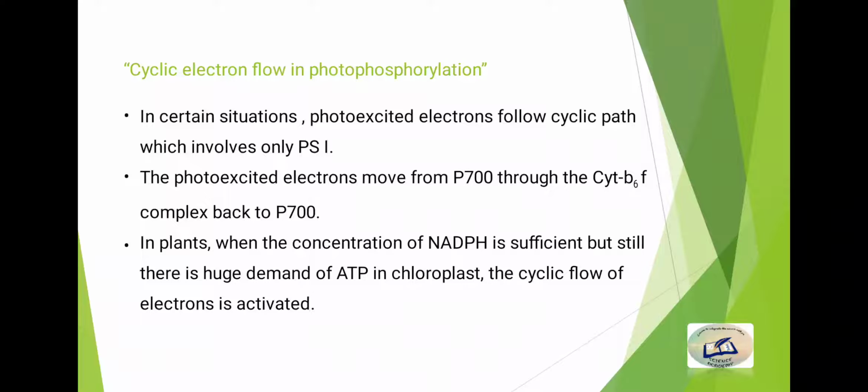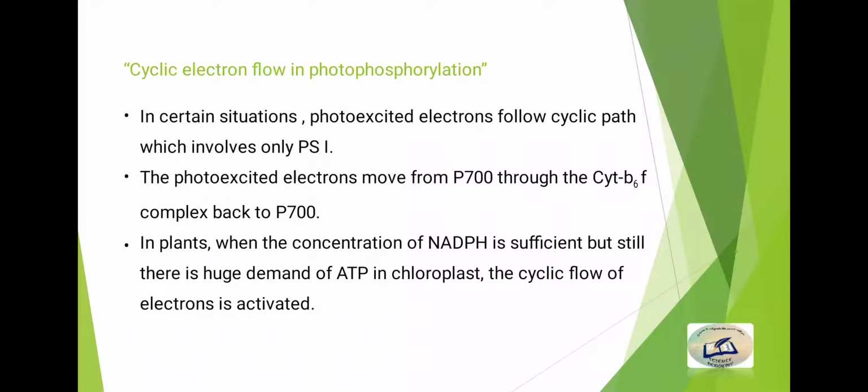The photoexcited electrons move from P700 through the cytochrome b6f complex back to P700. They follow that particular channeling and cycling, where they move through a series of molecules. I will discuss it in the next slides. Further, they are channeled back to their original source chlorophyll complex, which is P700. In plants, when the concentration of NADPH is sufficient but there is huge demand for ATP in the chloroplast, the cyclic flow of electrons is activated.